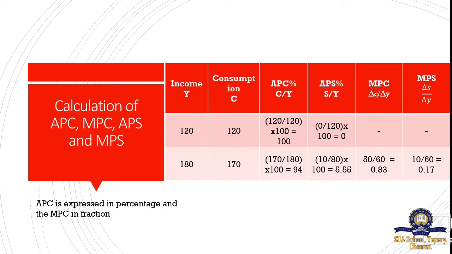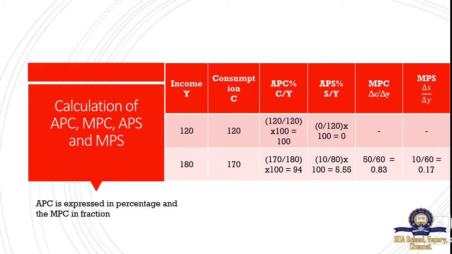The next one is MPC. To calculate MPC, look at the consumption column. It has increased from 120 to 170. So the difference, 170 minus 120, is 50. Now delta Y. Look at the income column. Income has increased from 120 to 180. So 180 minus 120, the answer is 60. 50 by 60 equals 0.83.